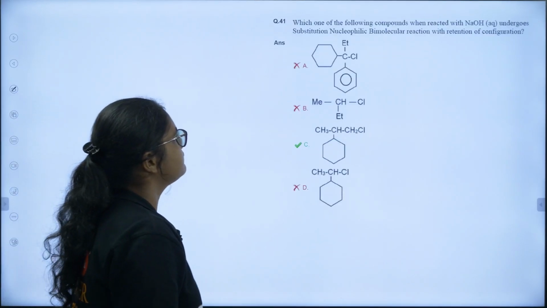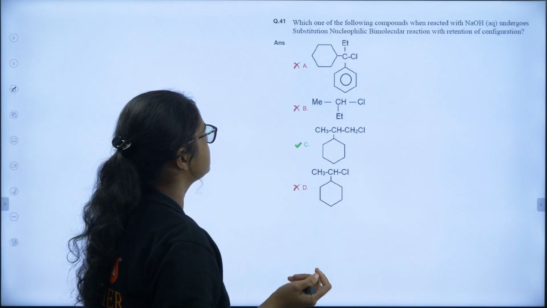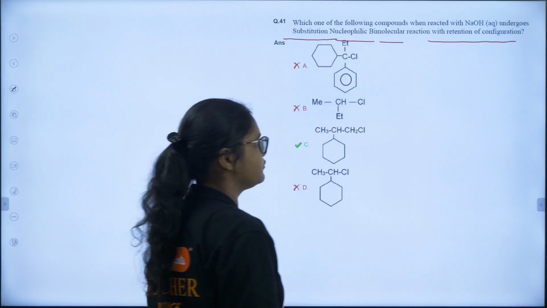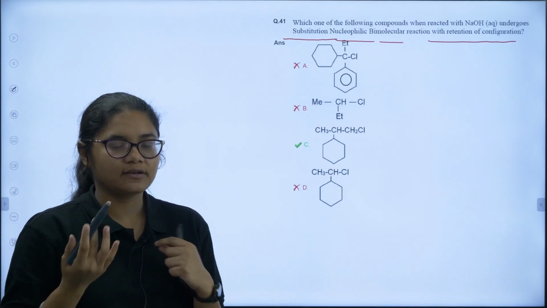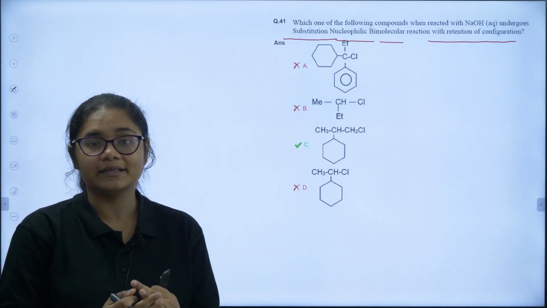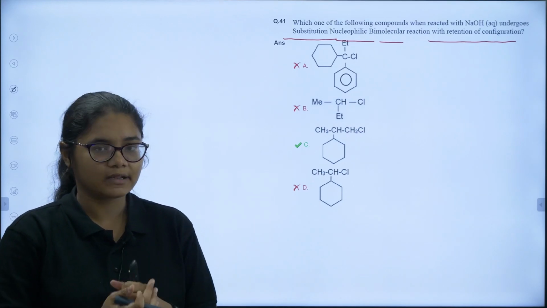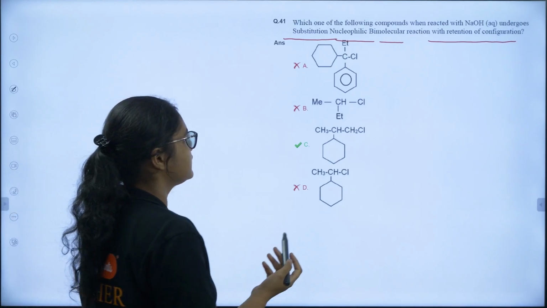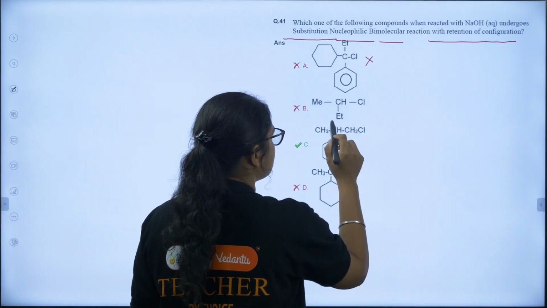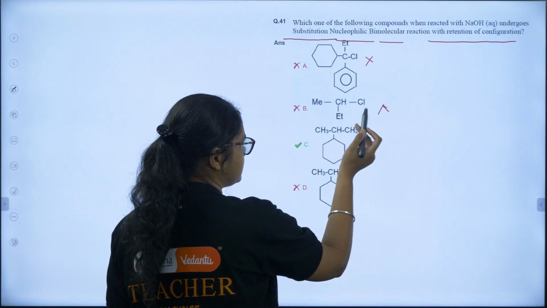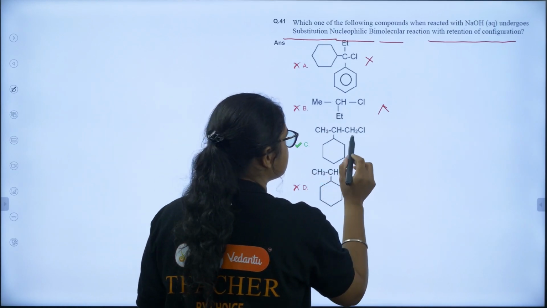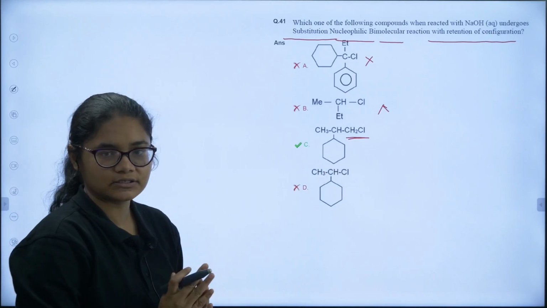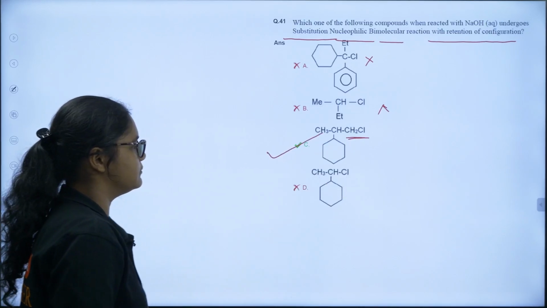Now let us see the next question. Which one of the following compounds, when reacted with NaOH, undergoes substitution nucleophilic bimolecular reaction with retention of configuration? So there will be retention of configuration when there is SN2 mechanism and the reactant is not optically active, or it doesn't have any chiral carbon. Then there is retention of configuration. So if you see here, it will not undergo SN2. Here, this one is also difficult to undergo SN2 because it is a chiral carbon. If you see this one, this carbon is not a chiral carbon because it has 2 similar groups. So there will be retention of configuration. The correct answer will be option number C.